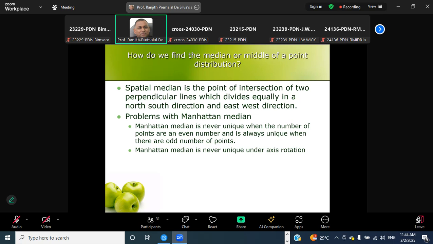24194 Euclidean median, 24231 weighted mean center, 24077 weighted median center, 24030 weighted Manhattan median, and Dhammika Ratnayaka is weighted Euclidean median. 24079 mean center, 24043 median center is Lahiru Chaturanga, Manhattan median, 24037 Euclidean median, 23219 weighted mean center, right?